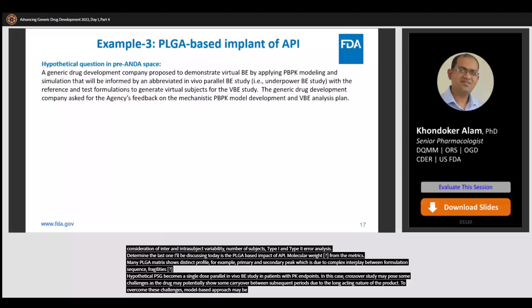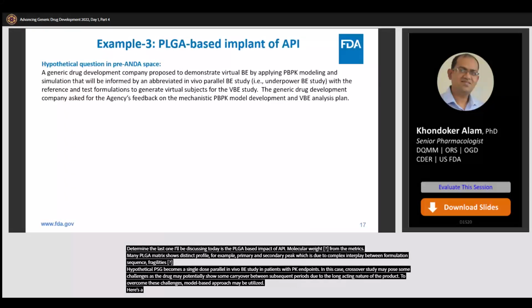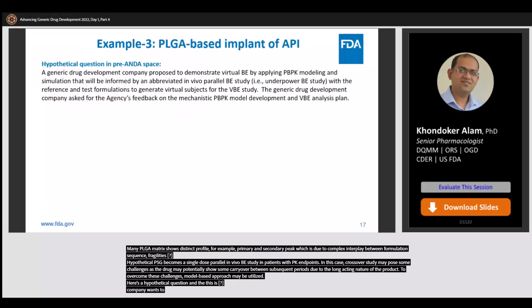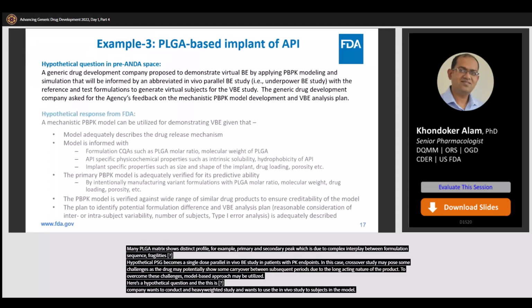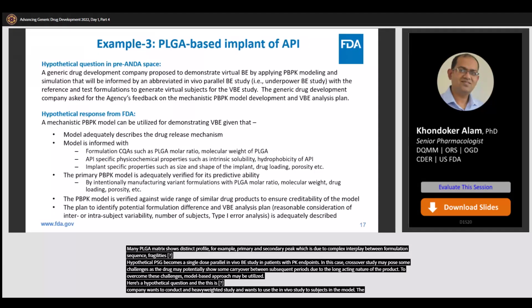Here is a hypothetical question, and the proposal in this example is a bit different. Here a generic drug development company wants to conduct an abbreviated in vivo parallel BE study and wants to use the PK data from the in vivo study to generate virtual subjects in PBK model. The proposal is to conduct PBK model based virtual bioequivalence. We can consider this as a hybrid virtual bioequivalence approach.